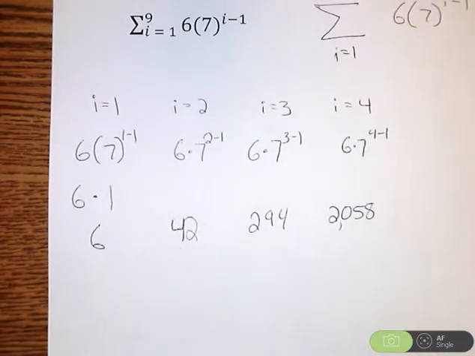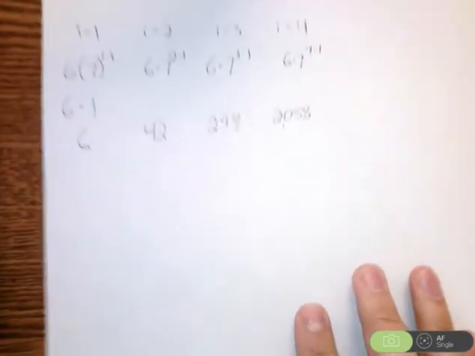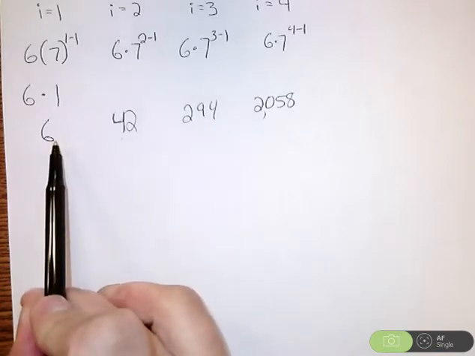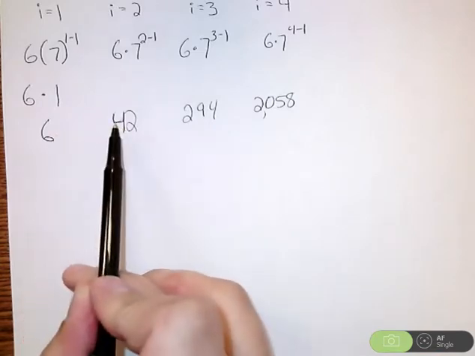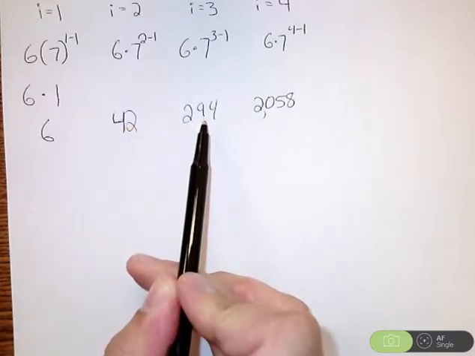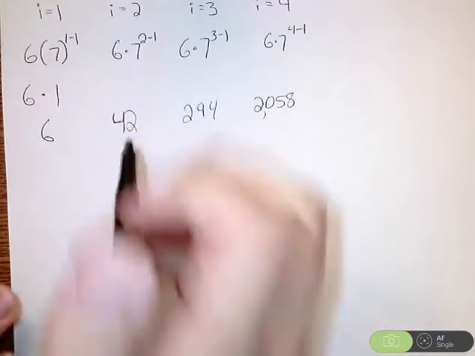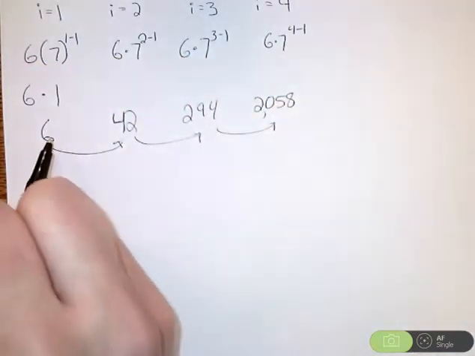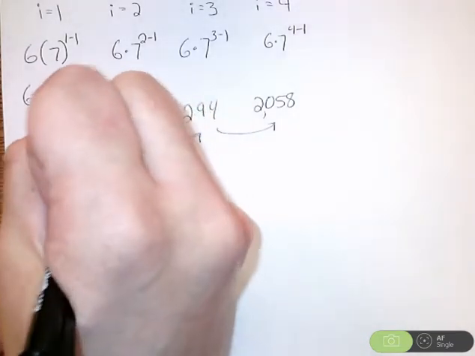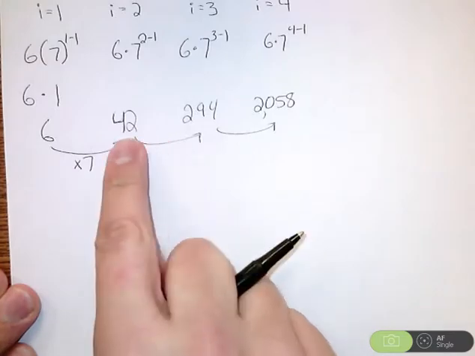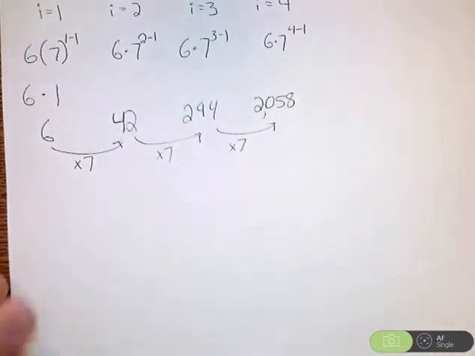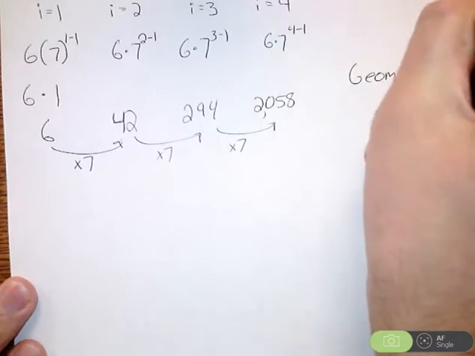Looking at these, I need to figure out, is this arithmetic or geometric? Arithmetic would mean you add the same thing every single time. To go from 6 to 42, I'd have to add 36. If I went from there, I'd have to add 36 again. Oh, that's not going to work. So then to check to make sure it's geometric, I need to figure out what I multiplied by every single time. 6 times what gives me 42? Well, you actually multiply by 7. Using a calculator, what's 42 times 7? That's 294. 294 times 7 is 2,058. So I know, since we have this constant multiplier, I'm dealing with geometric.